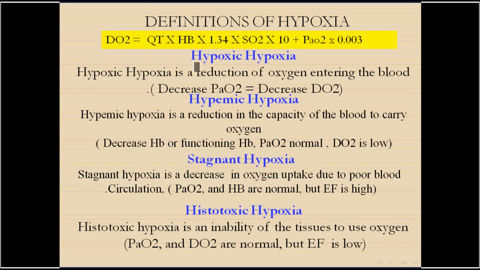Hypoxia has different classifications. This is the oxygen delivery: cardiac output, hemoglobin, saturations. If there is a problem with the saturation itself, this is hypoxic hypoxia. If there is a problem of hemoglobin, a decrease in hemoglobin, this is anemic hypoxia. If there is stagnation, a sluggish circulation with an increased extraction fraction, this will lead to stagnant hypoxia. If the oxygen delivery is normal but the tissues are unable to utilize oxygen, this is called histotoxic hypoxia or tissue dysoxia.